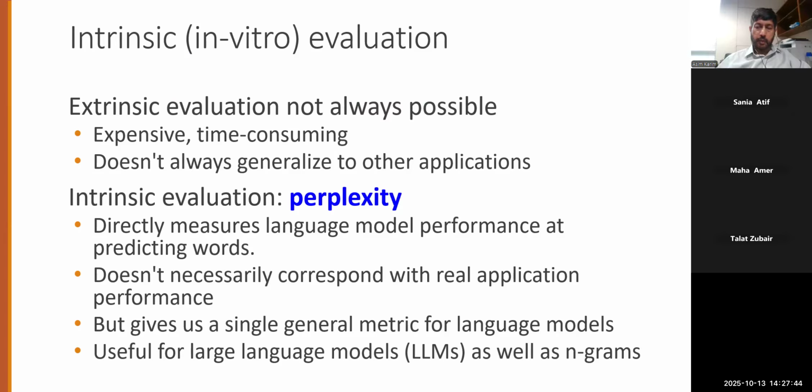So the intrinsic evaluation is usually done using the measure that's called perplexity, which we'll discuss shortly. And this is not a very fancy measure. It's actually probability. And as we'll see, it's just a probability that we can understand in a more meaningful way, because probability numbers can become very small.